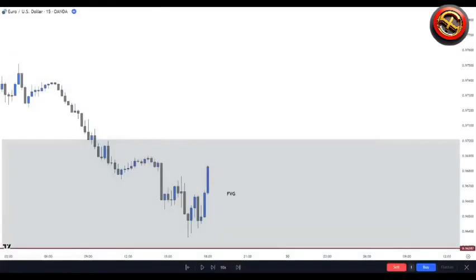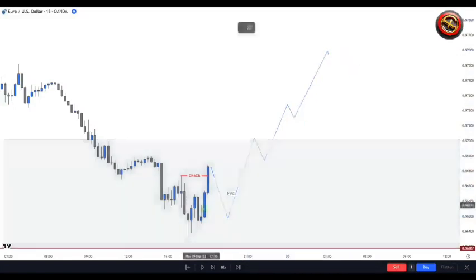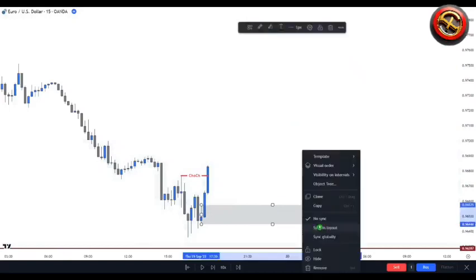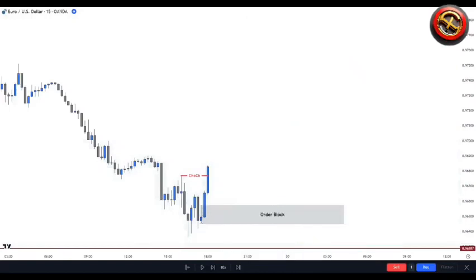On the 15-minute chart, we can see that the market has made a change of character, signaling that the short-term downtrend is over and the price can continue pushing upwards. This movement has created fair value gaps, so we'll use the first trading model. We'll place a buy order a bit above the order block and set a stop below the recent low.